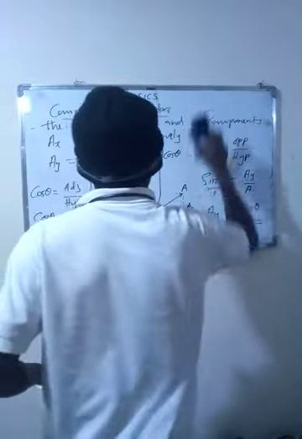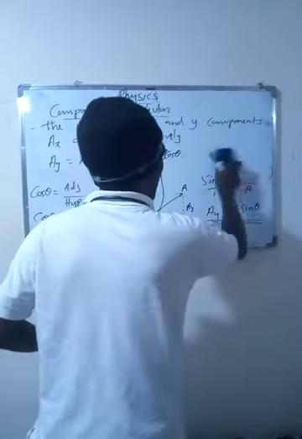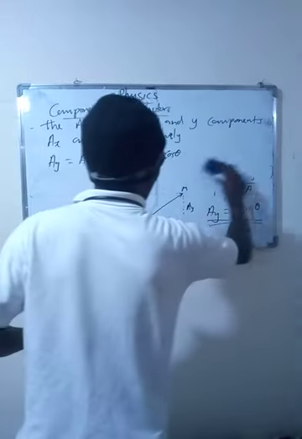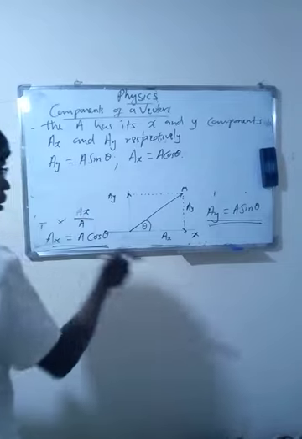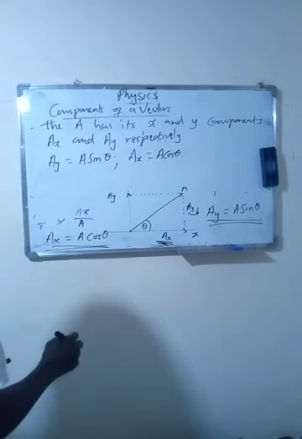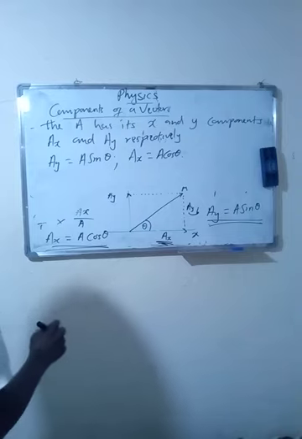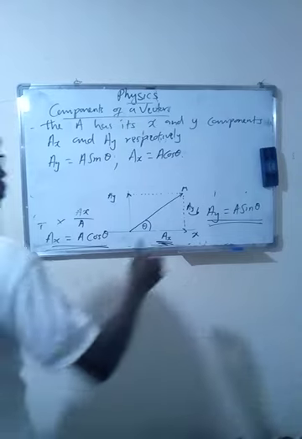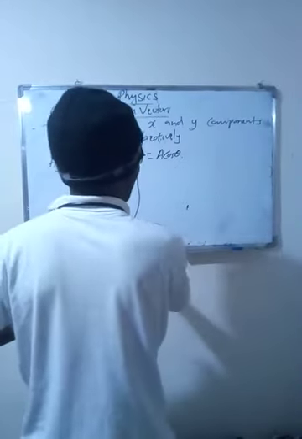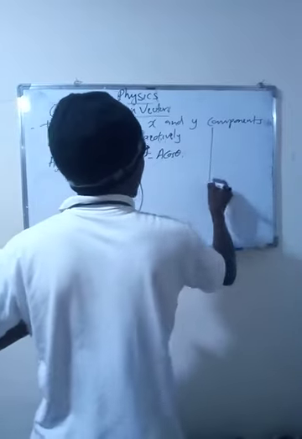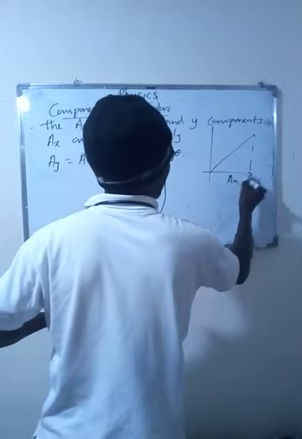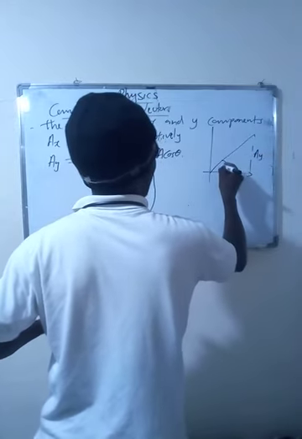Now, what else? Remember, this is the adjacent and this is the hypotenuse. So let's now look at the magnitude of a vector. I'm going to redraw that diagram. What we have is this: the x component here, so this is ax and this is ay, and we have the angle here. Now let's look at the magnitude of a vector.